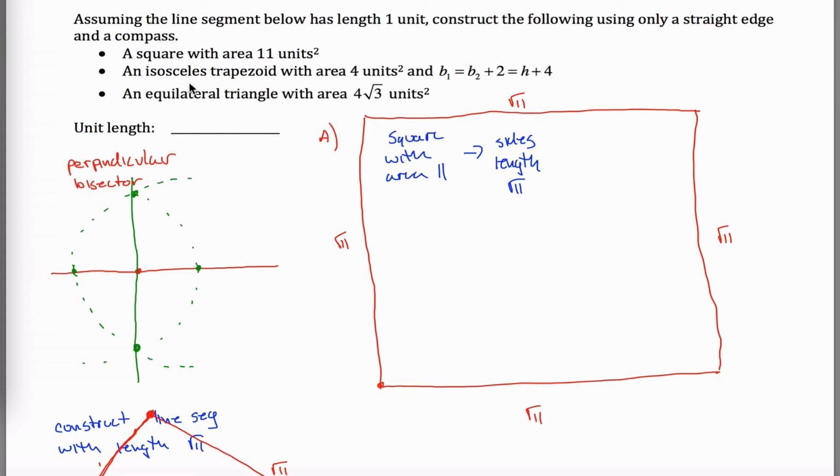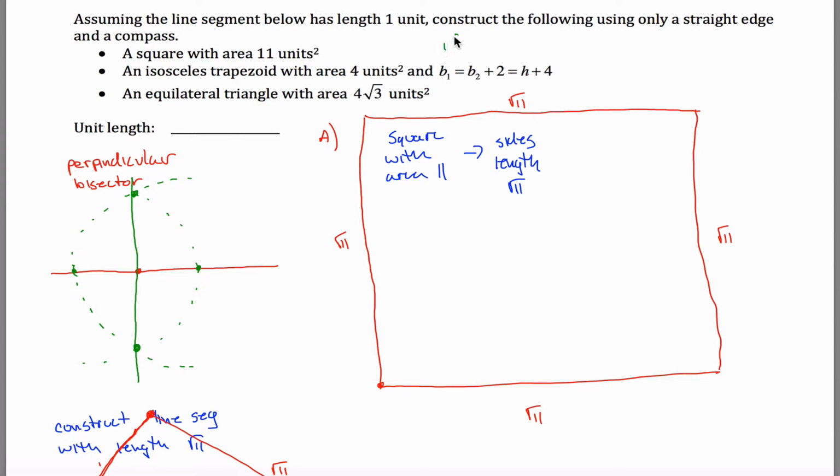Okay, what about B? B says an isosceles trapezoid with area 4 units, where the first base is 2 more than the second base, and the first base is 4 more than the height. Okay, so a couple of ways you could attack this. You could assume that I bet he's giving me nice numbers here. I bet this works out nicely. Maybe I should guess and check. If the height was 1, for example, then that would mean this was 5 and this was 3. Wait a minute, that might work out perfectly.